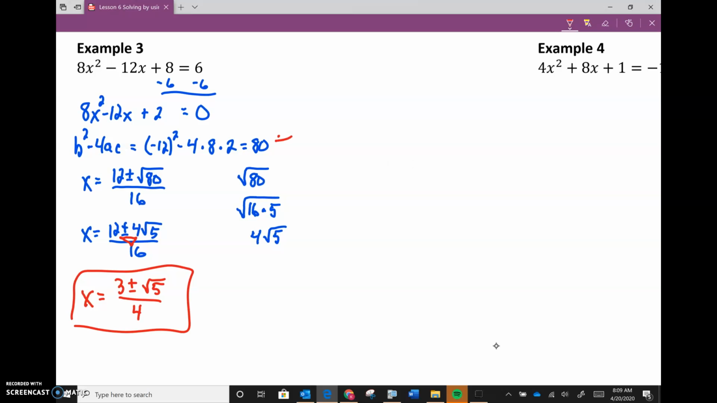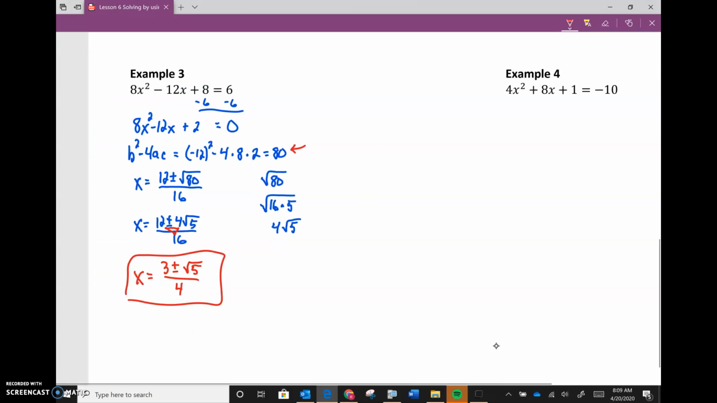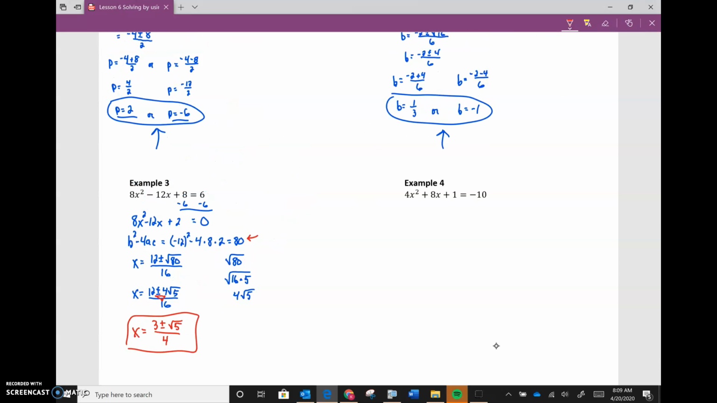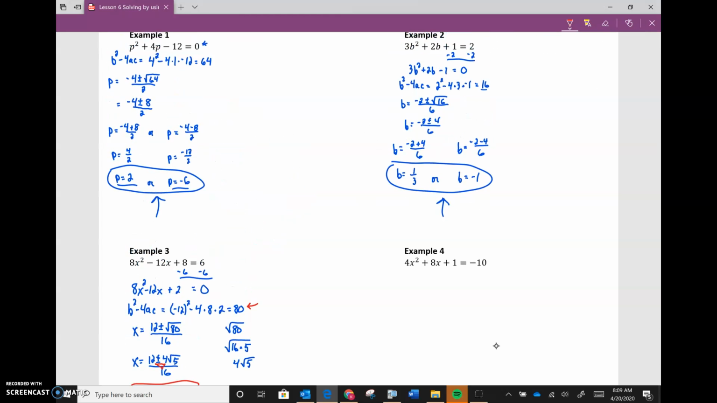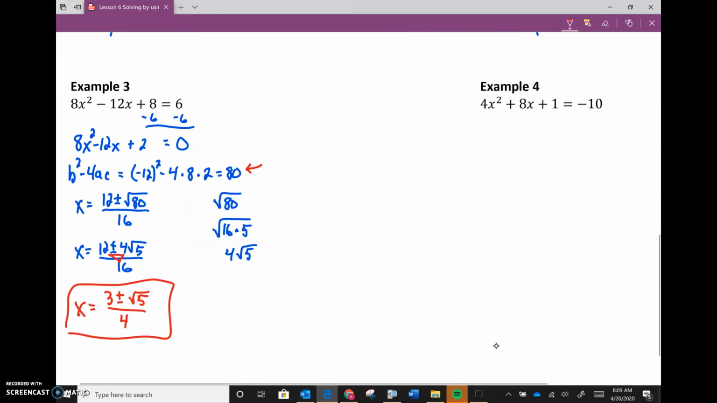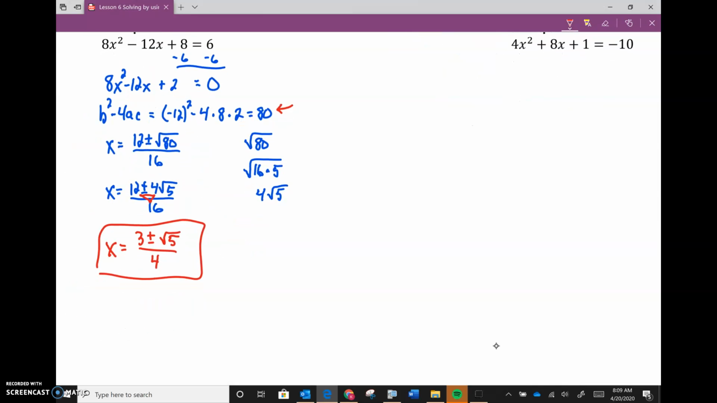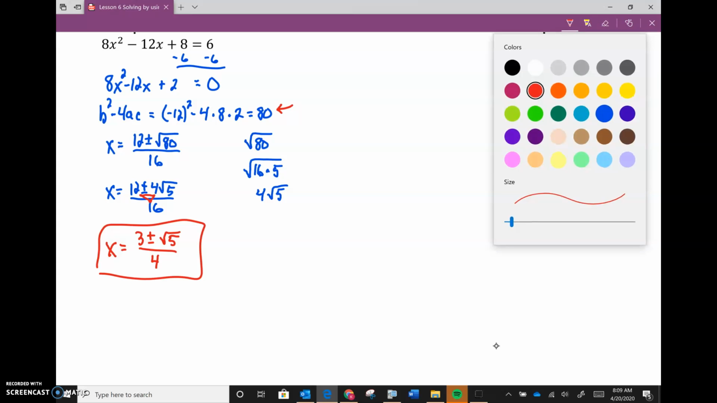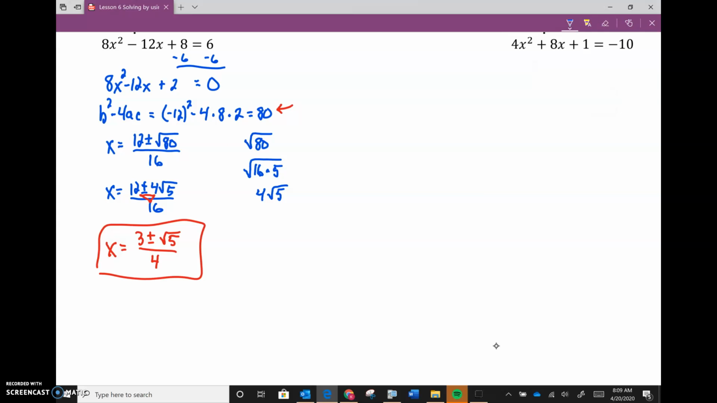So if this number in your discriminant is not a perfect square, this is how I want you to leave your answers. You don't have to separate them and have 2 solutions written out like I do up here. We only do that if that number is a perfect square. We still want to simplify it, but we're not going to separate it into 2 answers at that point. All right, last example. We'll deal with one where we got imaginary solutions.